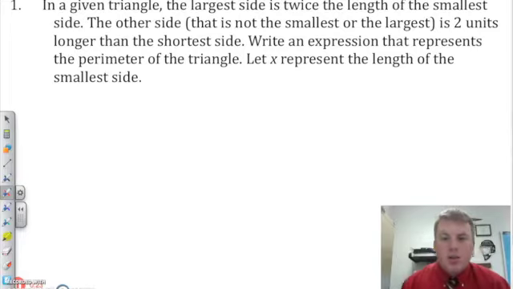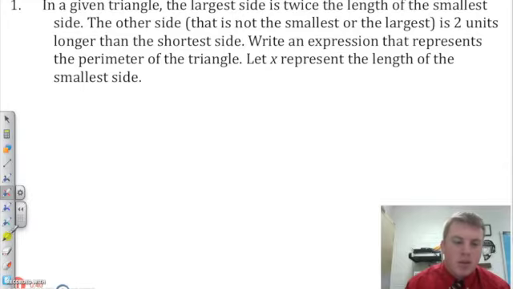So in a given triangle, the largest side is twice the length of the smallest side. The other side, that is not the smaller or the largest, is 2 units longer than the shortest side. Write an expression that represents the perimeter of the triangle. We want to let x represent the length of the smallest side.